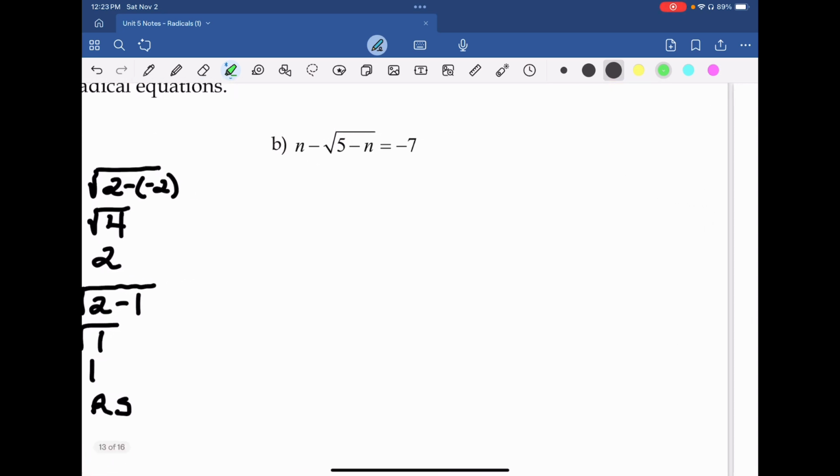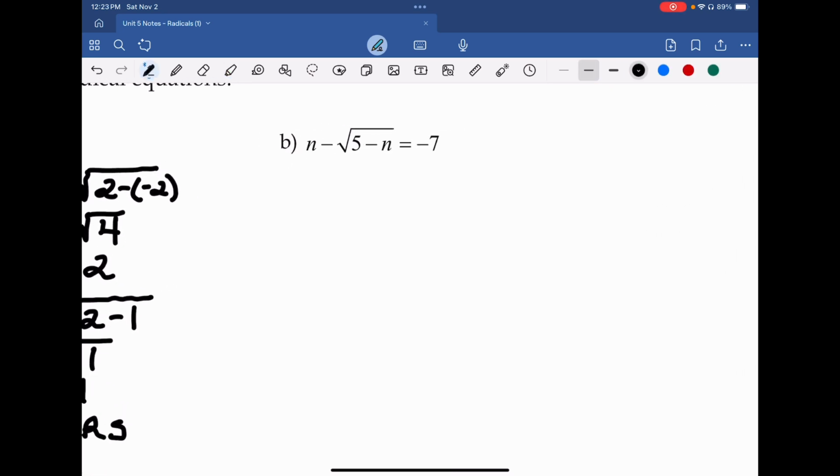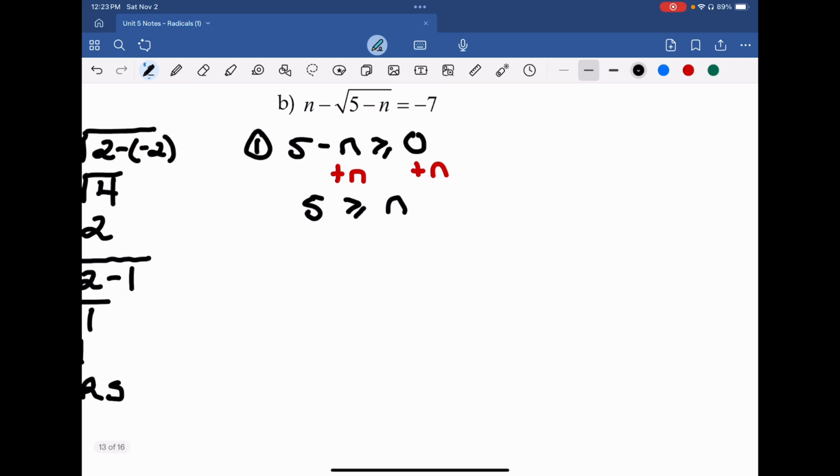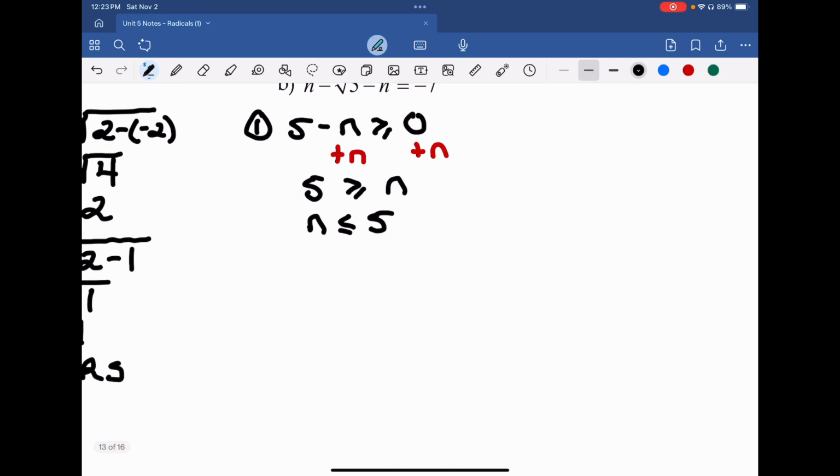Okay, let's try B using the same idea here. In B, we have it in terms of n now. We're going to state our restrictions. So our restriction will be that 5 minus n must be greater than or equal to 0. If I add n across to both sides, this ends up giving me that 5 is greater than or equal to n. Or you could always read that as n is less than or equal to 5, which means the exact same thing.